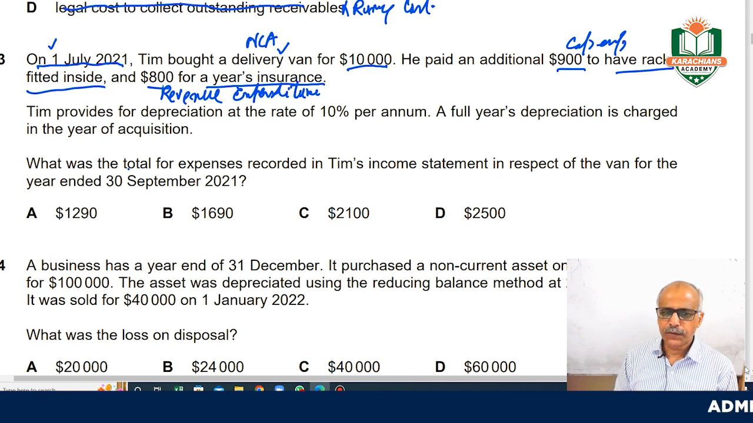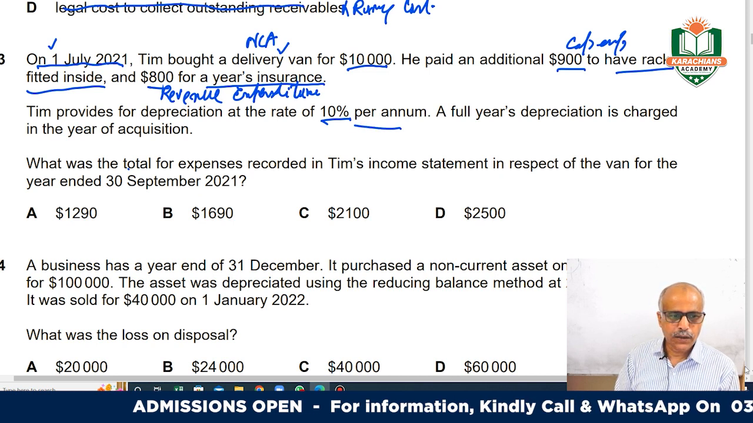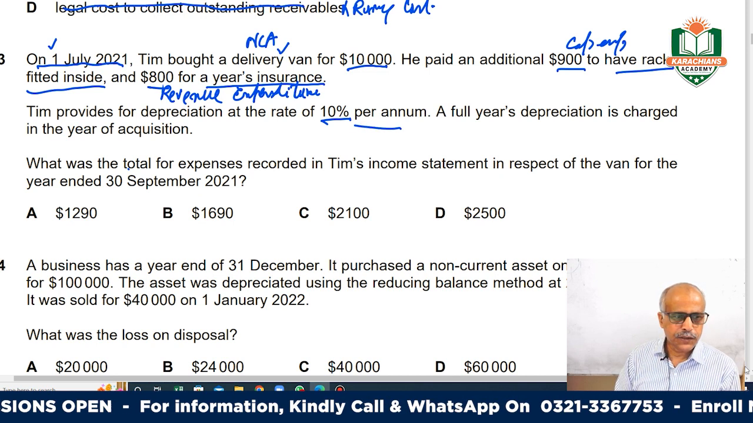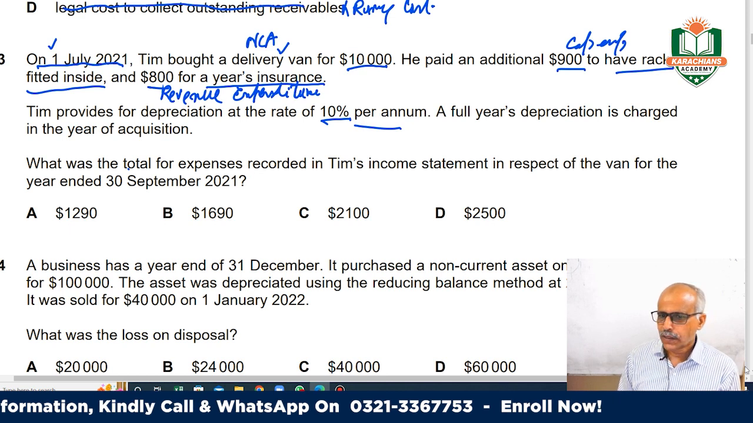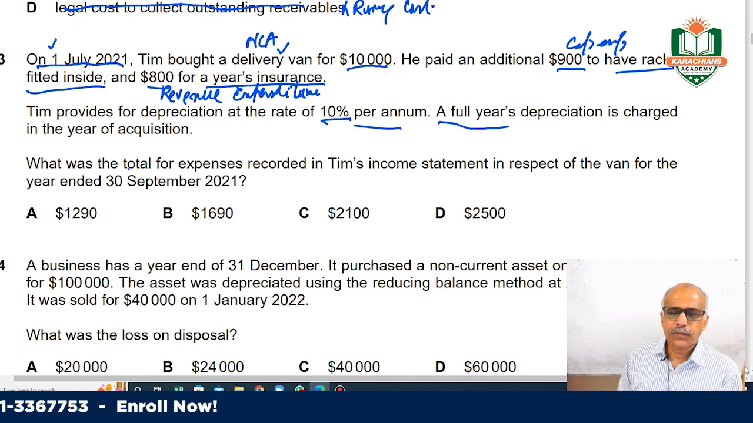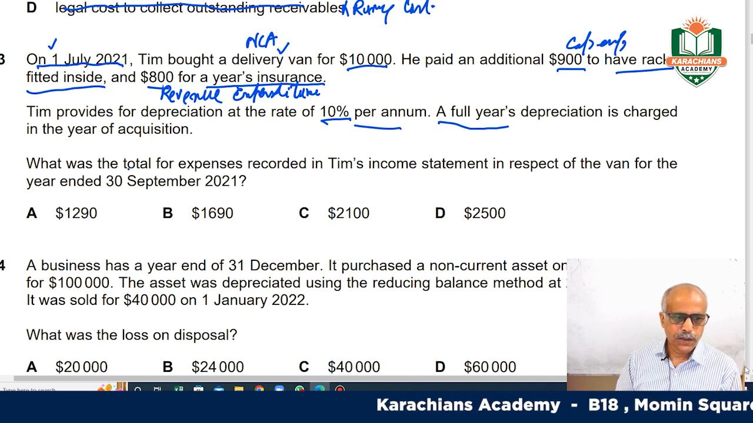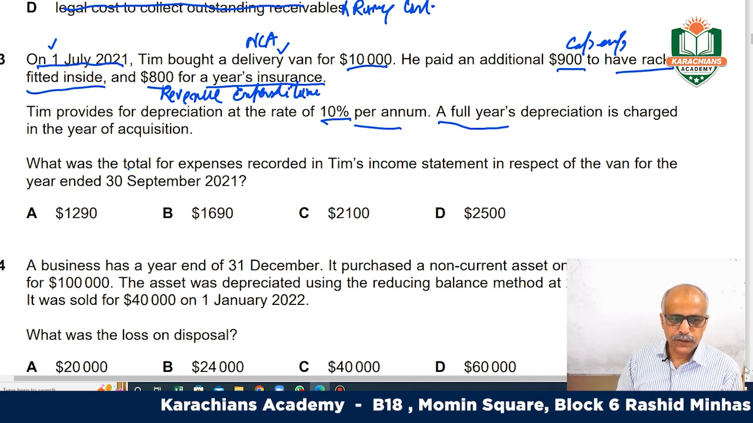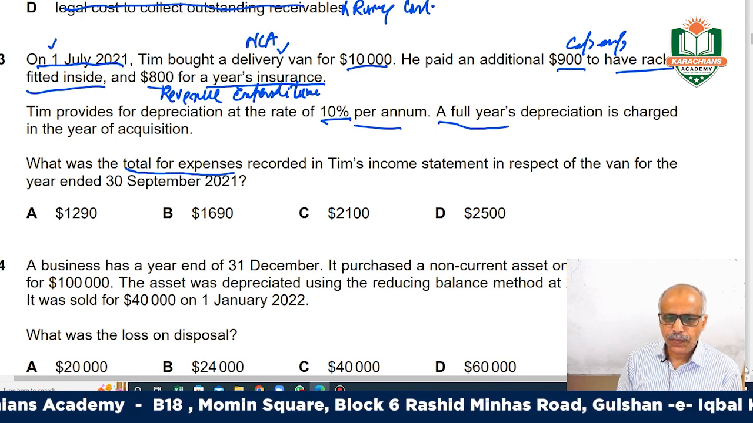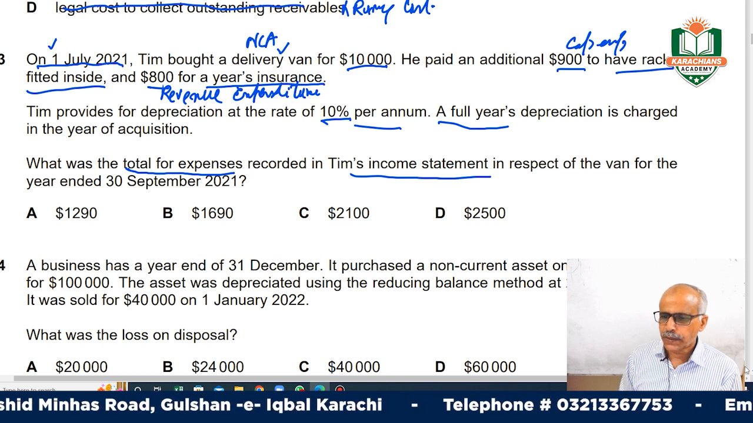Tim provides for the depreciation at the rate of 10%. 10% is per annum, very carefully see, right? Depreciation is charged in the year of acquisition, full year depreciation. Okay, this is clear. If the asset is held for a month, you have to charge for the full year. So full year you have to charge the depreciation. What was the total of expenses recorded in Tim's income statement in respect of the van?